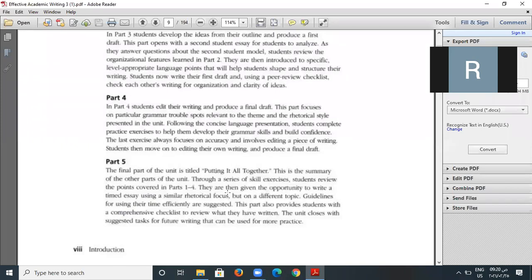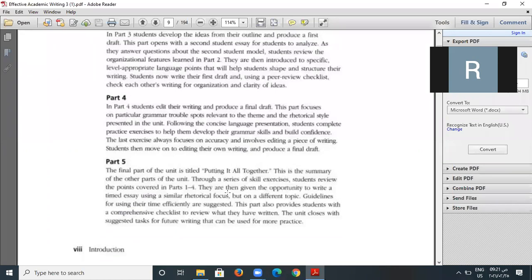Students are given the opportunity to write a timed essay. Timed means with time. Here, we choose a topic of our own, then write about it. Guidelines for using their time efficiently are suggested. Part 5 also provides students with a comprehensive checklist to review what they have written. Before handing in your paper, you have to check that all the elements of writing have been included in your essay.